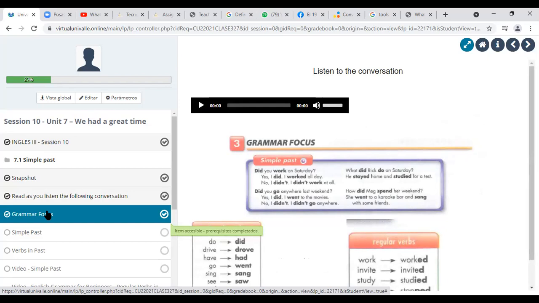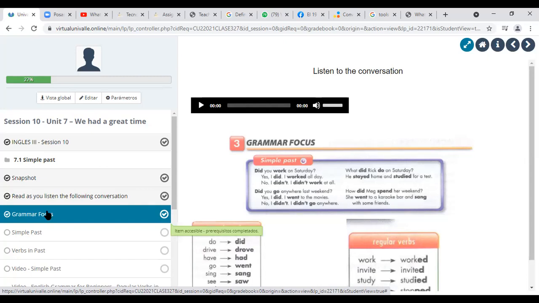As you know, in English we have the simple past tense. We use the simple past tense to express actions, events that happened. It means that that activity has an ending. It doesn't happen anymore. That is why we name it the simple past.